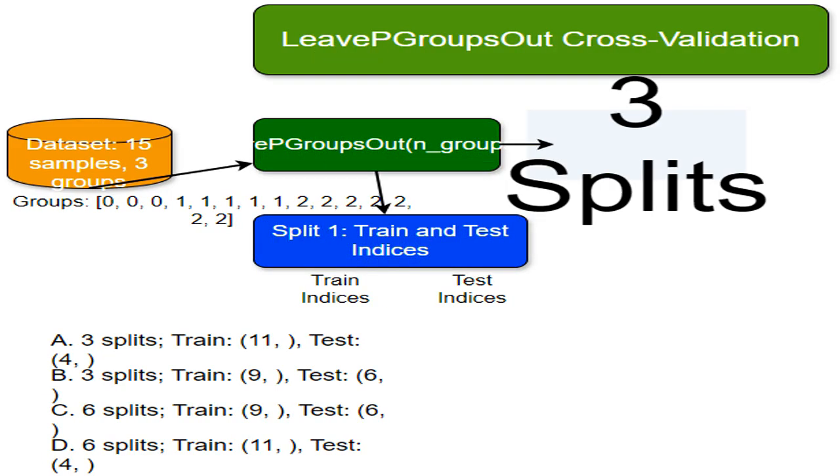Because I have 3 groups, and LeavePGroupsOut leaves out 2 groups at a time, there are only 3 combinations of 2 groups that can be excluded. Groups 0, 1, 0, 2, and 1, 2. That gives me 3 splits.